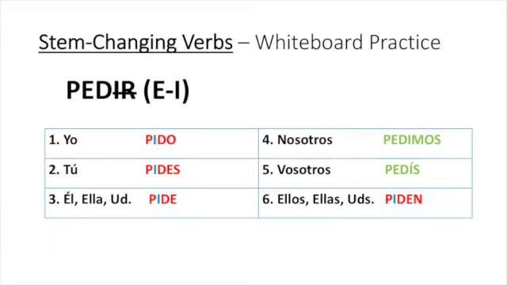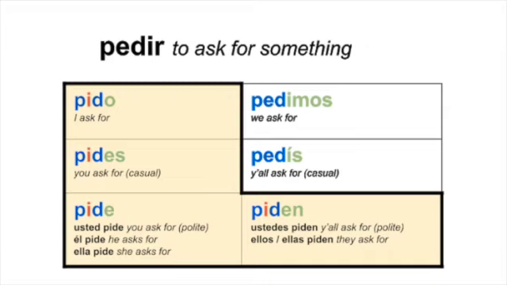So we get pido, pides, pide, pedimos, pedís, and piden. All right, hopefully that makes sense. I have one for you too. Oh, and really quickly, again, you can see highlighted there in yellow, you see your boot, whereas the others are not in the boot.